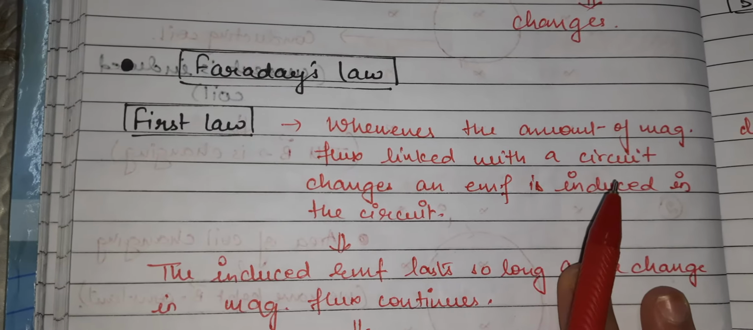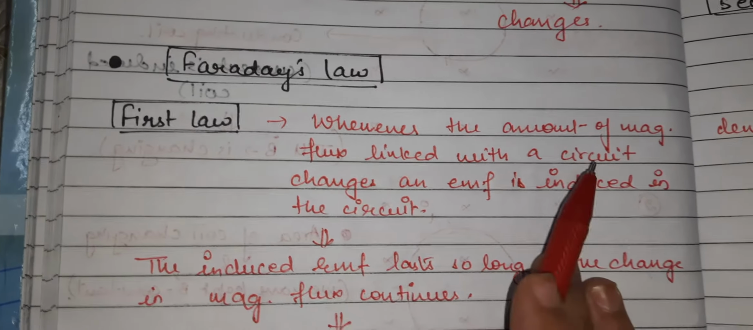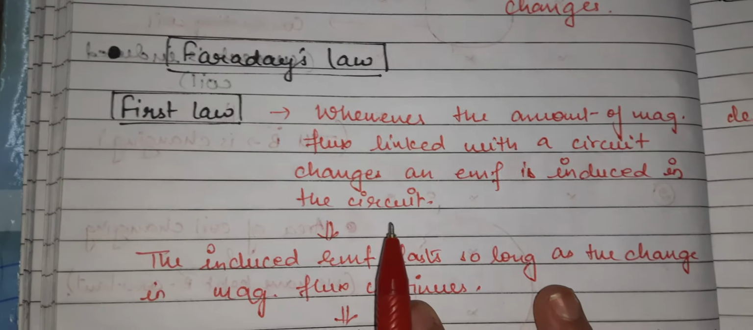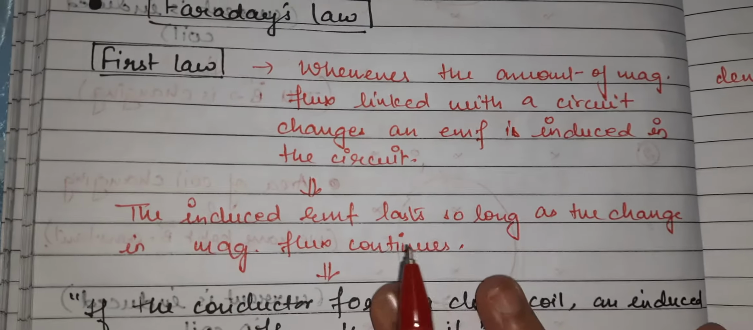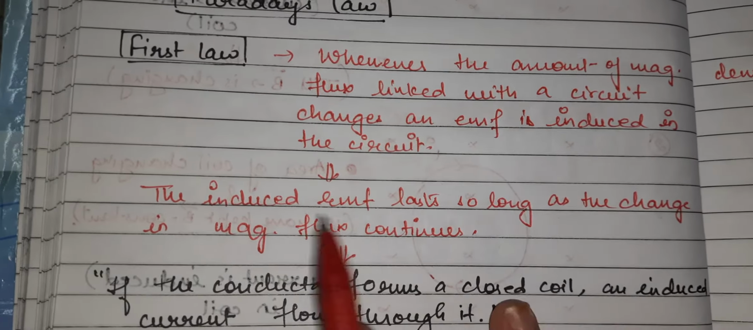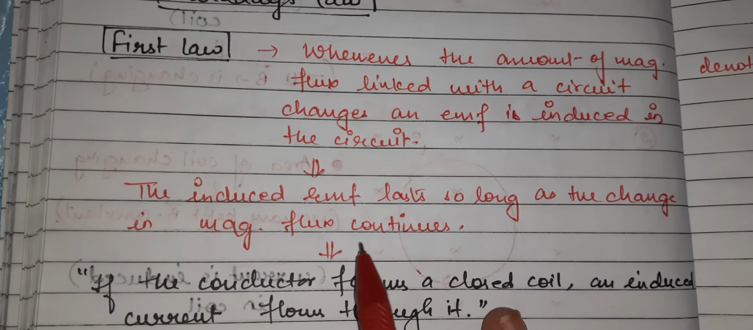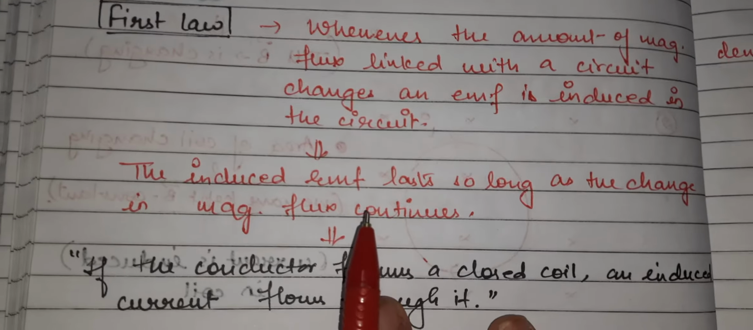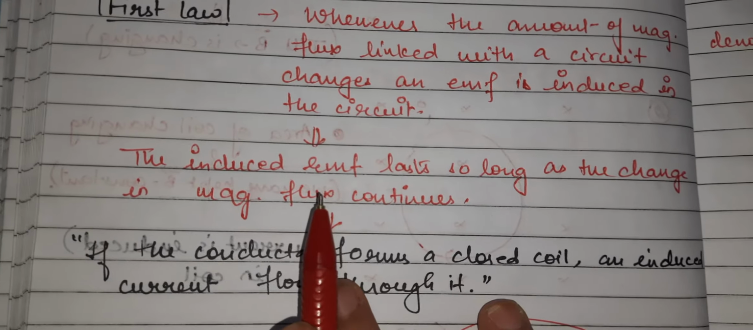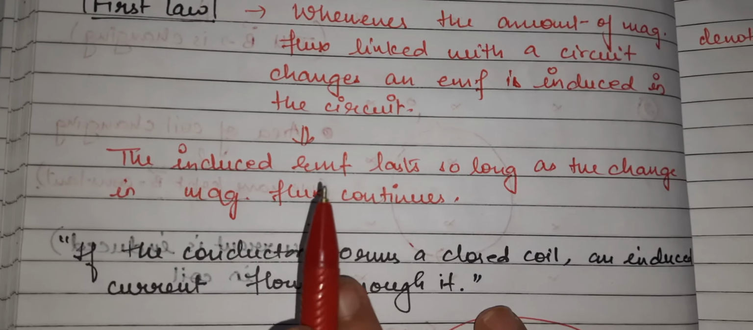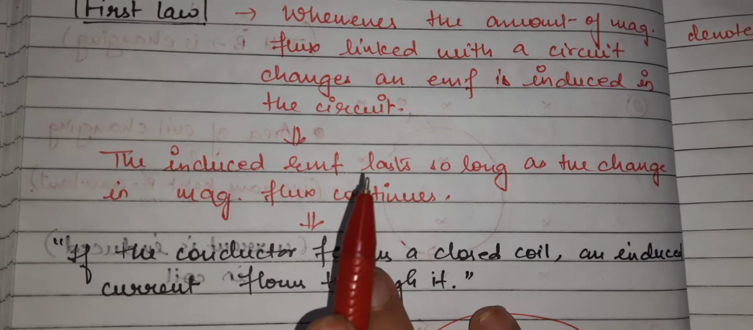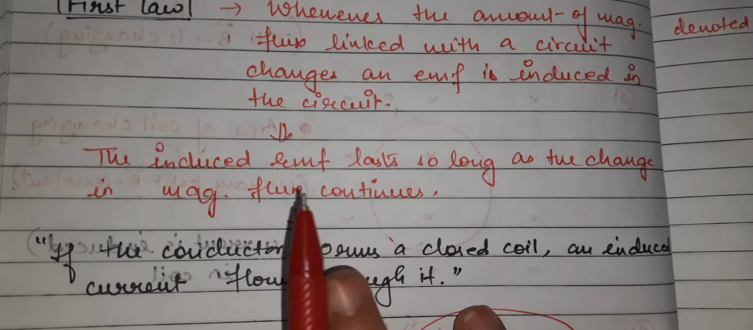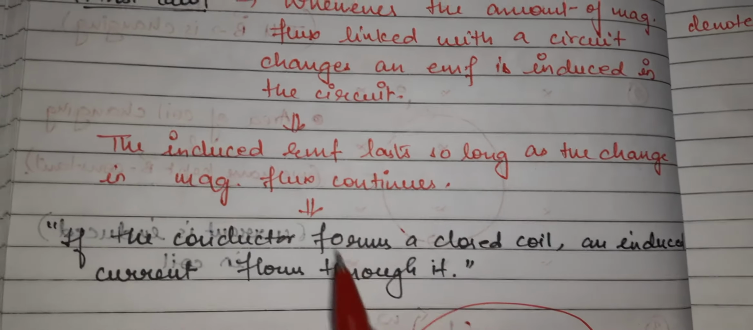The first law he gave: whenever the amount of magnetic flux linked with a circuit changes, an EMF is induced in the circuit. Simple. If a flux is changing, an EMF is induced. So the induced EMF lasts as long as the change in the magnetic flux continues. I guess I have explained that as long as the cause because of which the magnetic flux is changing and EMF is induced remains in the circuit, EMF will keep being induced. And the moment the change stops, the induction of the EMF will also stop.